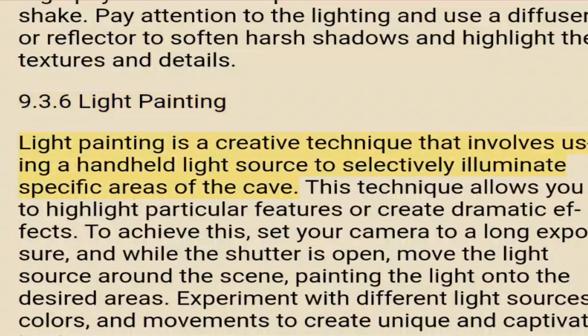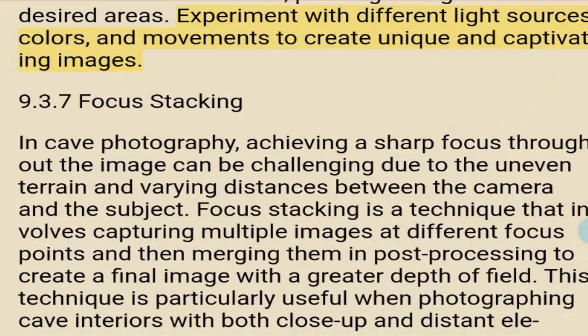9.3.6 Light painting. Light painting is a creative technique that involves using a handheld light source to selectively illuminate specific areas of the cave. This technique allows you to highlight particular features or create dramatic effects. To achieve this, set your camera to a long exposure, and while the shutter is open, move the light source around the scene, painting the light onto the desired areas. Experiment with different light sources, colors, and movements to create unique and captivating images.